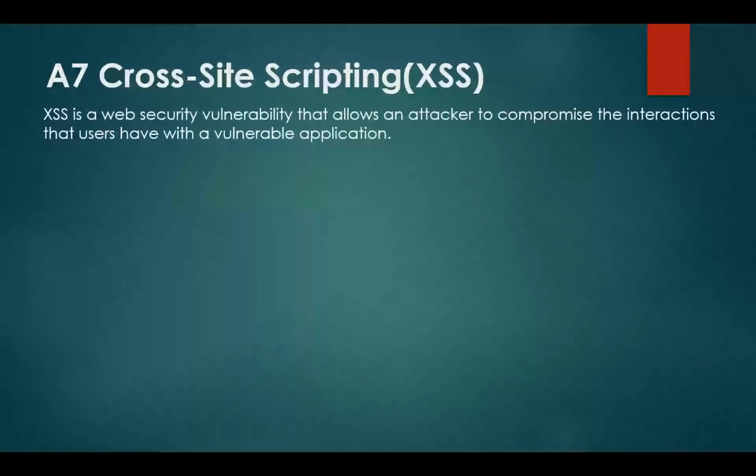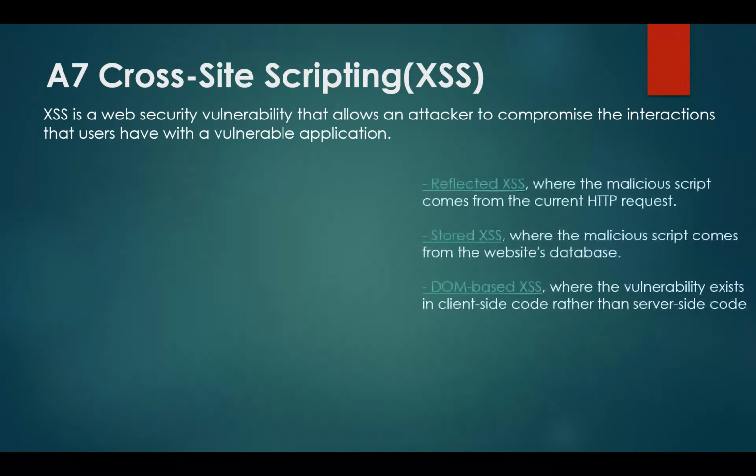Number 7 is cross-site scripting, which we call XSS. XSS is a web security vulnerability that allows an attacker to compromise the interactions that users have with a vulnerable application. There are 3 main types: reflected XSS, stored XSS, and DOM-based XSS.